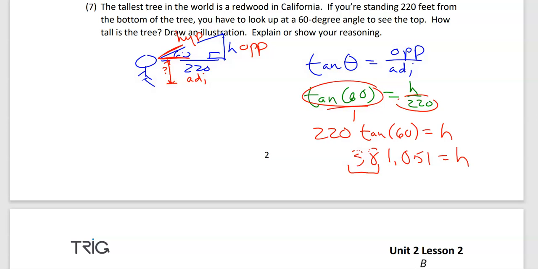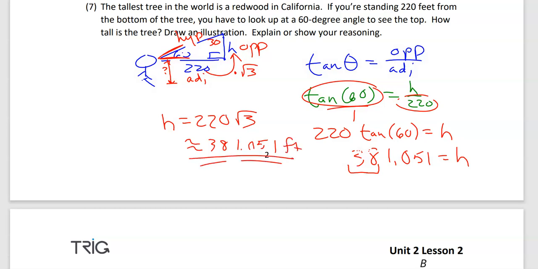Another way you could have done this problem, since this is a 30-60-90 triangle, is to multiply the 220 by root 3. So the height would have been 220 root 3. If you put that into the calculator, you end up with 381.051 feet also. So you get the same decimal number. Don't always assume you have to use trig. This is an example of a problem that actually fits into one of those special triangles.